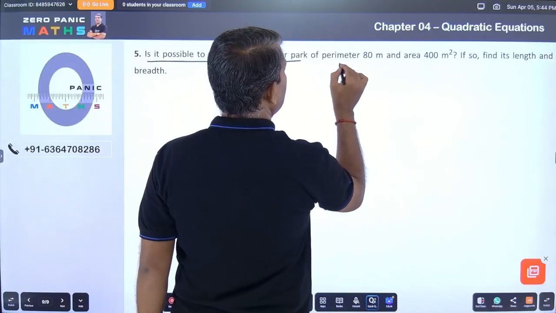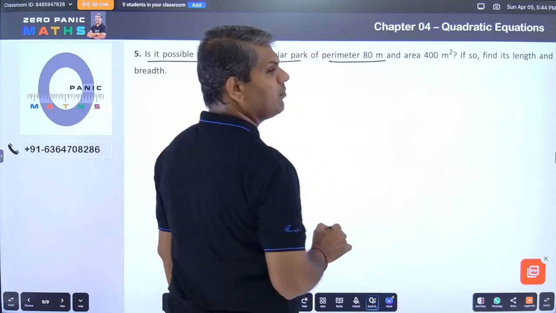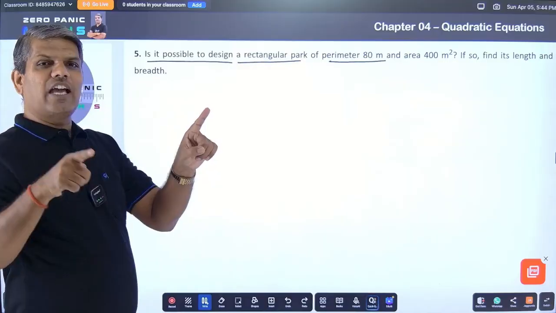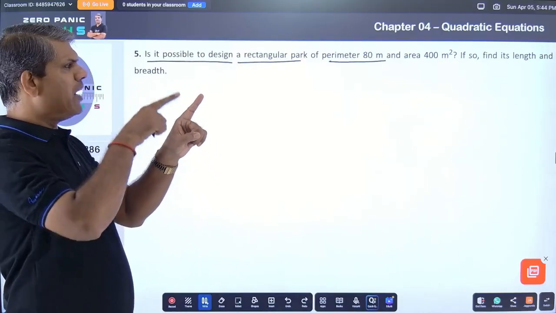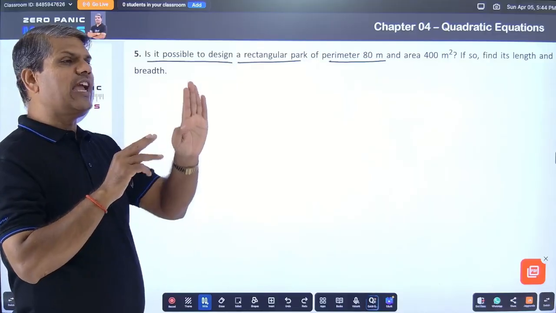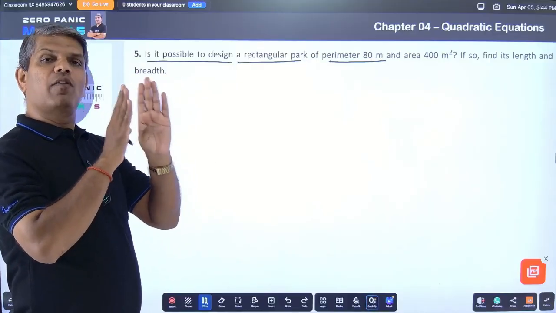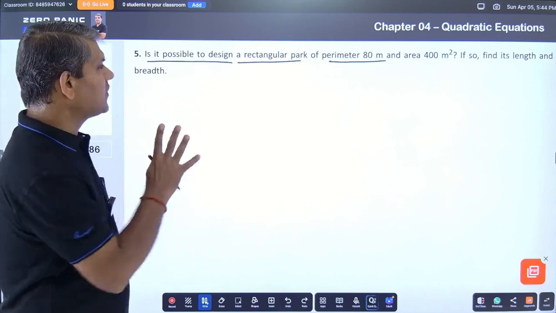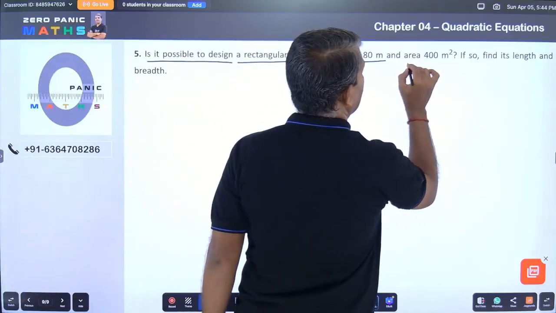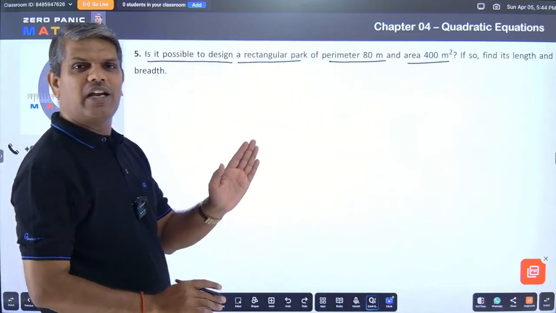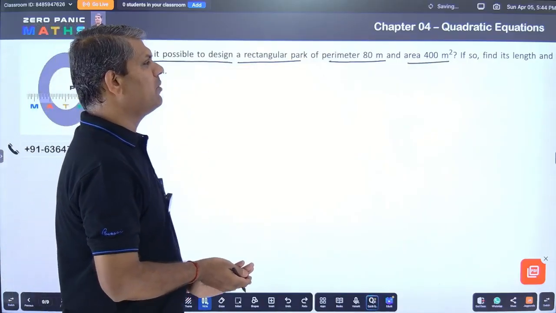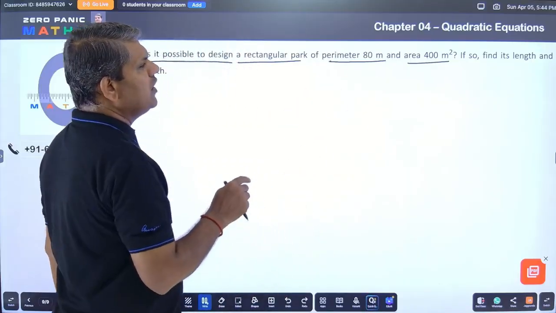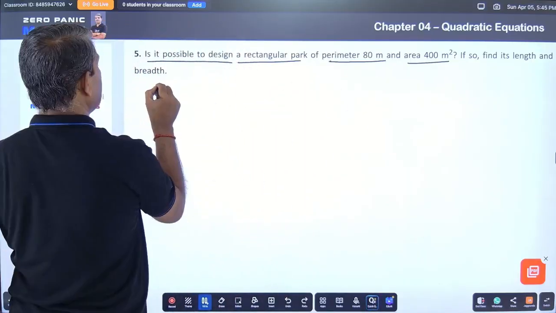And what they have given, the perimeter as 80 meter. Perimeter is the sum of lengths of all the four sides of the rectangle. Area, as you already know, is breadth into length, breadth multiplied by length. So they have given perimeter and area. We'll have to find out its length and breadth.